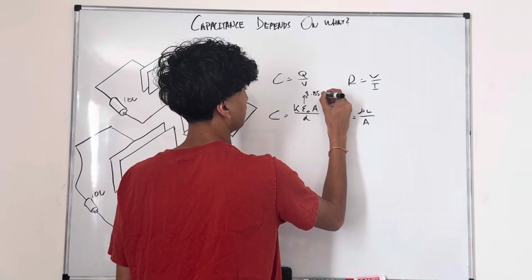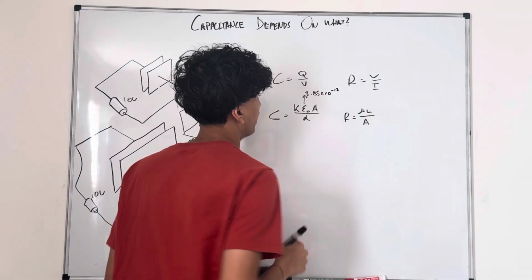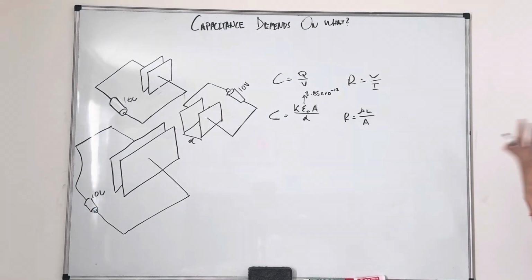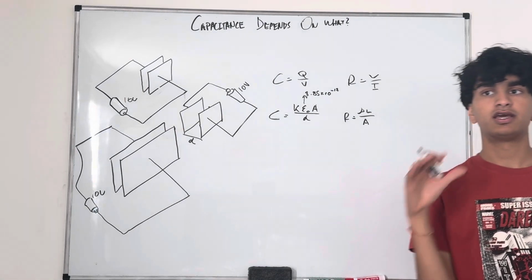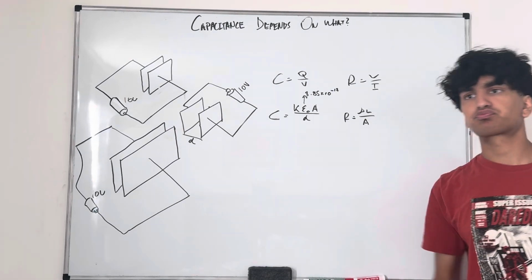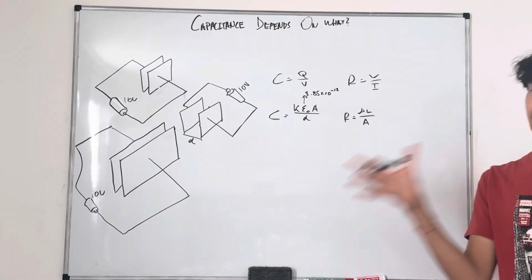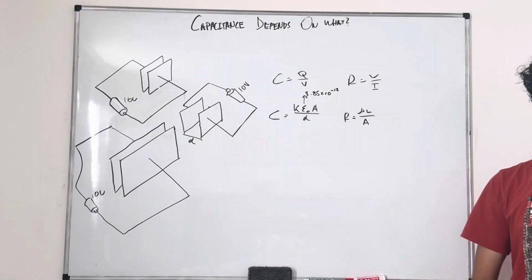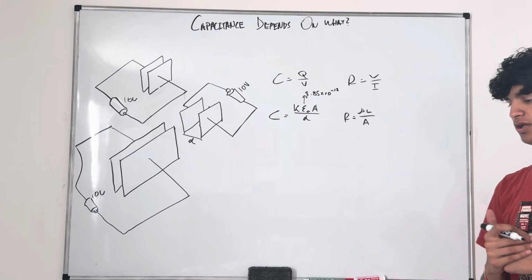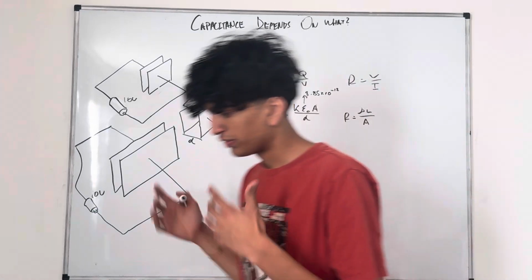0.85 times 10 to the negative 12. That's just a constant that is on your equation sheet. And area is the plate area. Hopefully that makes sense. And d is the distance of separation. So that is the equation.